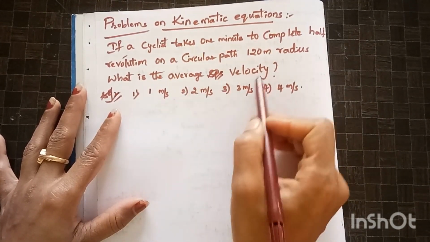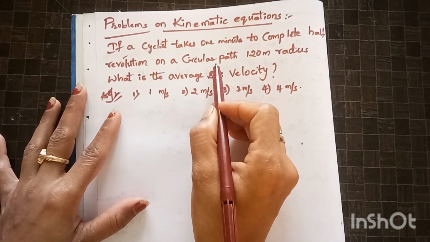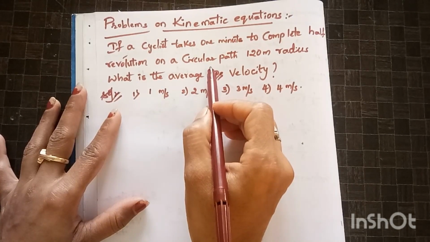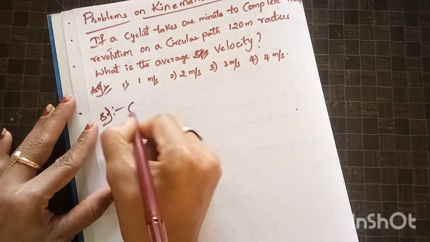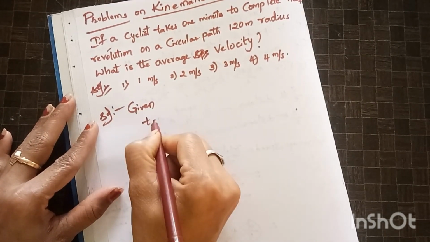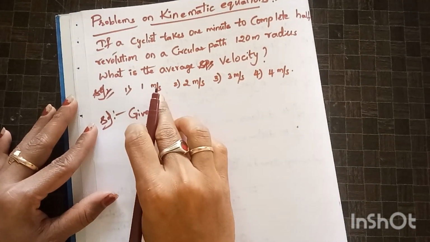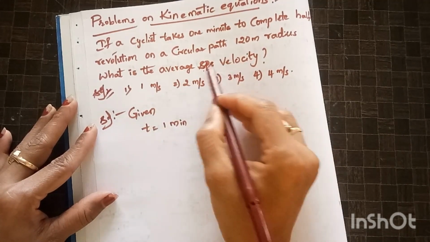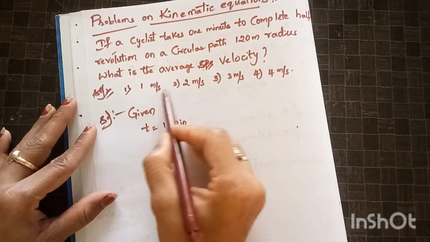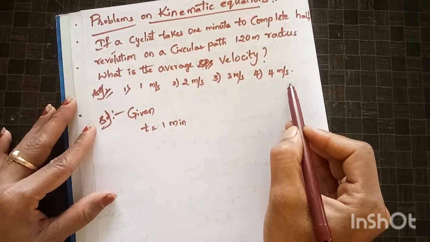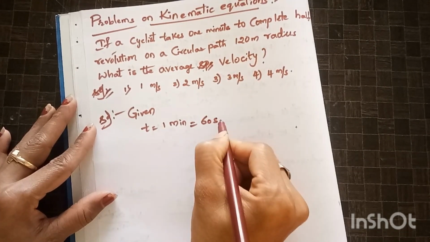Why did he say average velocity, by giving only radius and time? Because he is moving in a circular path. A circular path represents direction here. So what is given first? Time, 1 minute. And you have to observe the options. Here the average velocity units are meter per second, so you should convert the minutes into seconds. 1 minute equals 60 seconds.